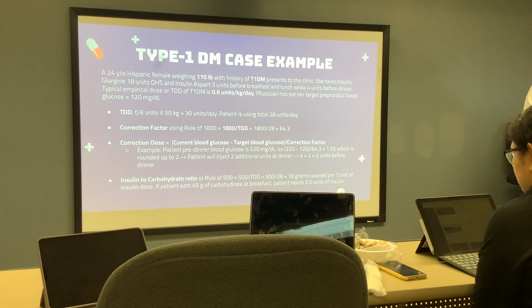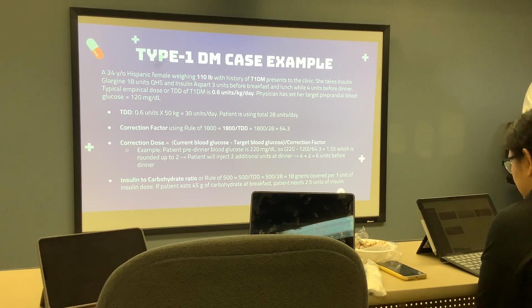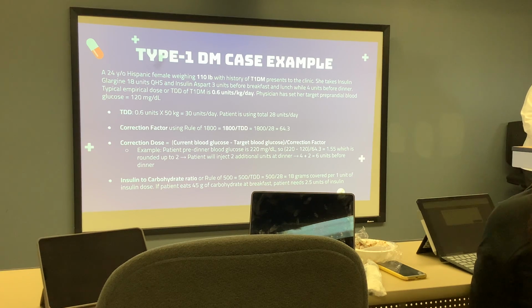And the insulin to carbohydrate ratio, or rule of 500, is nothing but the amount of carbohydrate which will be covered per 1 unit of insulin dose.